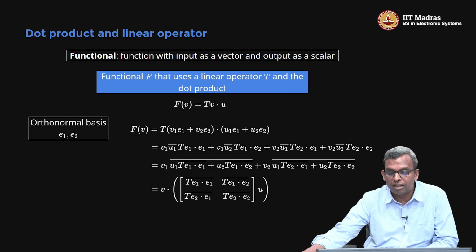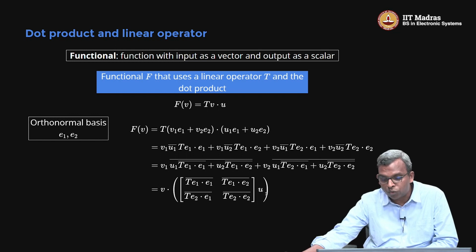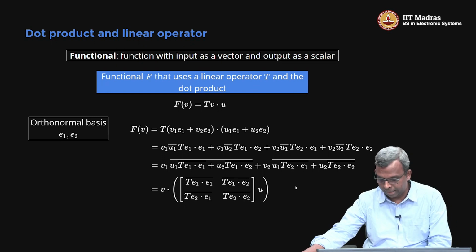So we are able to push this Tv dot u into a form which is v dot some other transform times u. Now, this transform is intimately connected to T, right? It's very similar to T in some sense, except these conjugates are occurring and there is a minor change. I am not sure if you are spotting it. There is a minor change when compared to T. So let us see that more closely in the next slide.